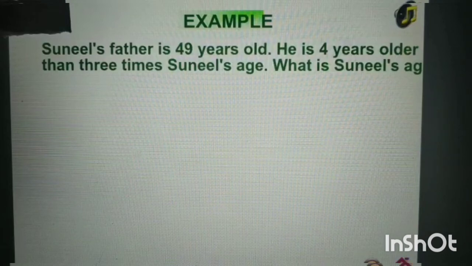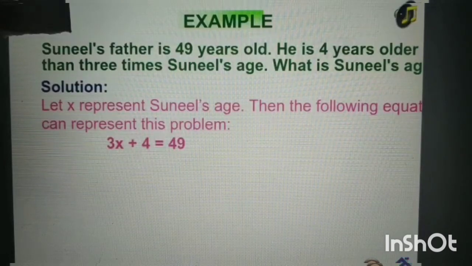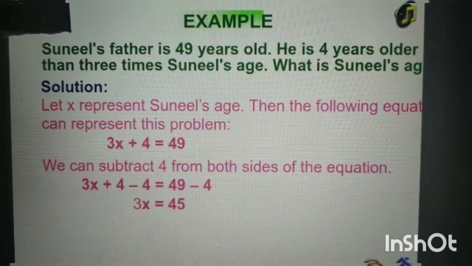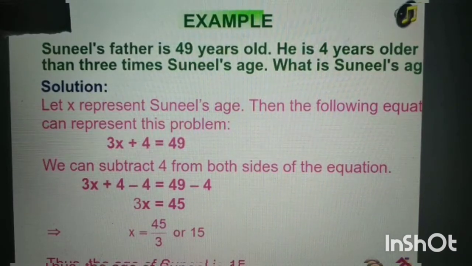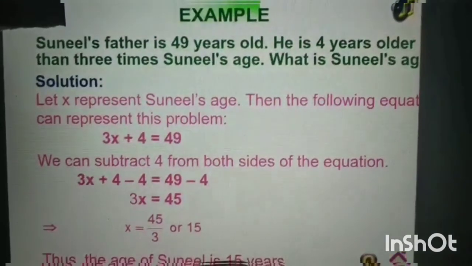Now we have another problem. Sunil's father is 49 years old. He is 4 years older than 3 times Sunil's age. What is Sunil's age? Let x represent Sunil's age. Then the equation 3x plus 4 is equal to 49 represents this problem. We subtract 4 from both sides of the equation and then divide both sides by 3 to get the value of x. We find that the value of x is 15. Thus, the age of Sunil is 15 years.